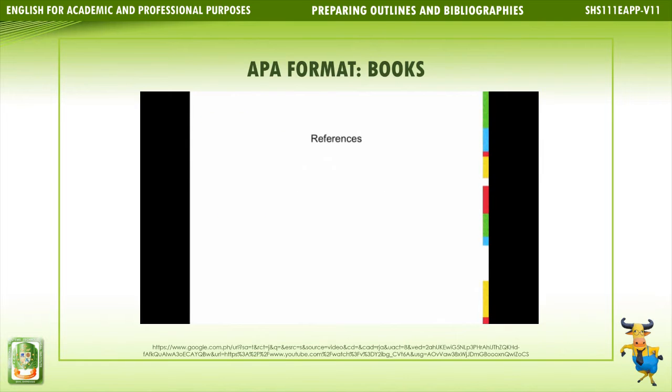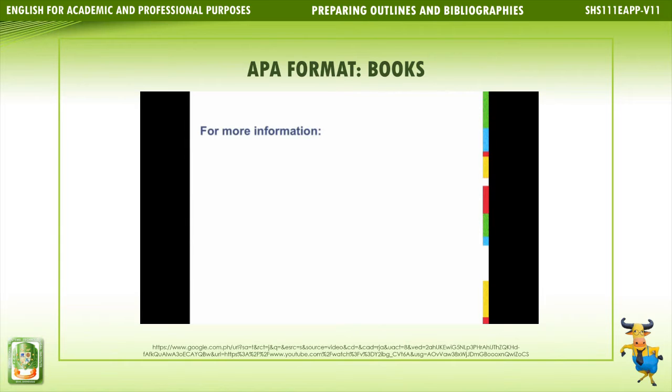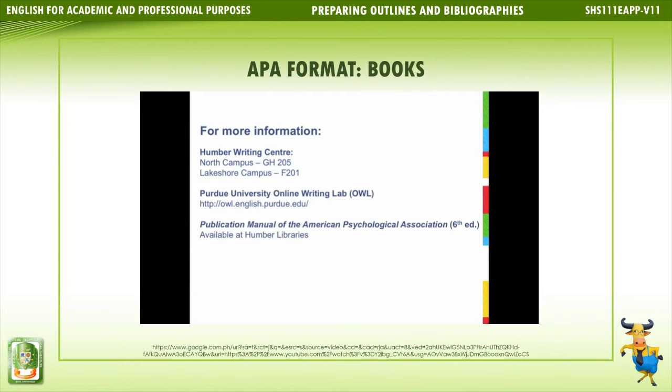Your reference list is at the end of your paper. Make sure to put your citations in alphabetical order. Don't forget to double space and indent after the first line. For more information and support, book an appointment at the Writing Center, consult the OWL at Purdue, or refer to the APA manual available at Humber Libraries.